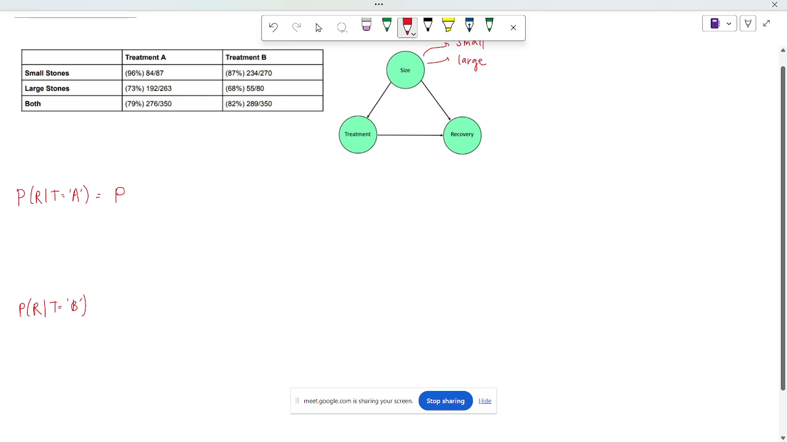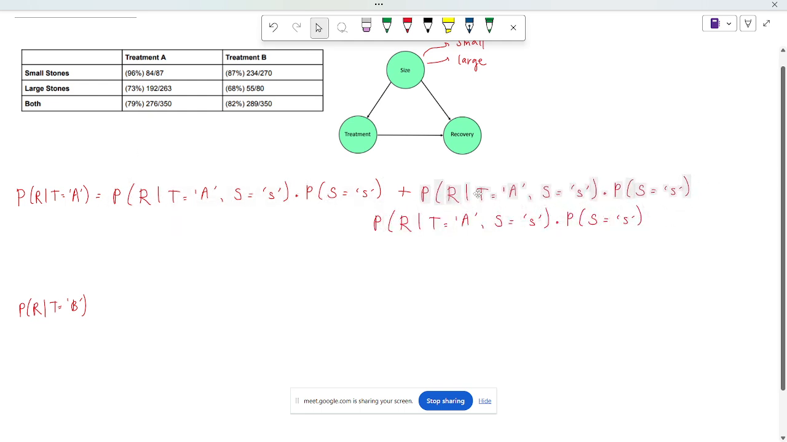So you are going to find the probability of recovery given that the treatment is A. And I'm going to fix one more thing right now, the size, and that the size is small. And then you have to multiply it with the probability of the size being small. Then I have to consider my other case as well, which is when the size is large. So I'm just going to copy this exact same thing. This time fixing the value of size to large.